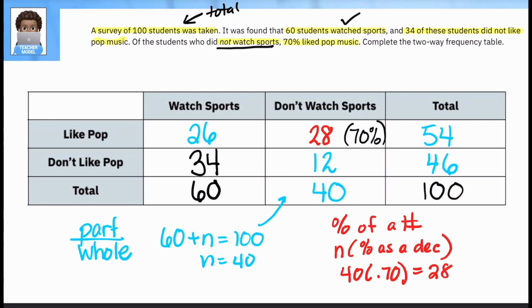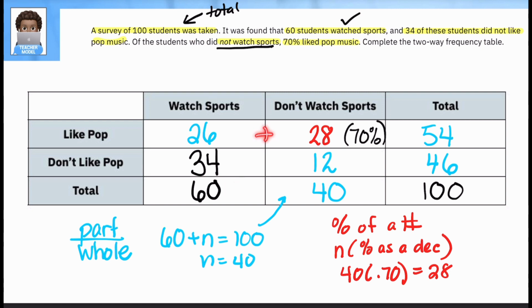All right, and now I can do my final check. Let's just make sure that all of this is true. 54 plus 46 does give us 100, so this is true. 28 plus 12 does give us 40, so this is true. And 26 plus 34 does give us 60, so that is true.